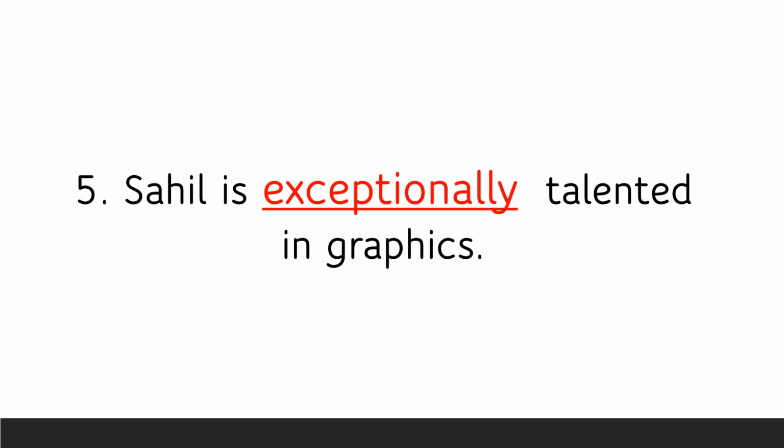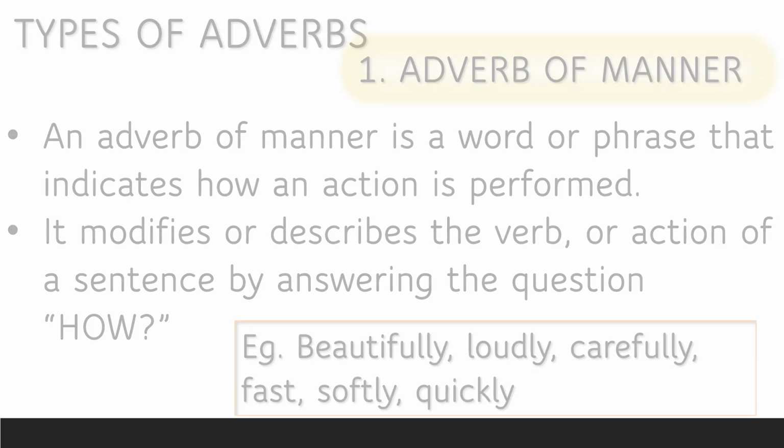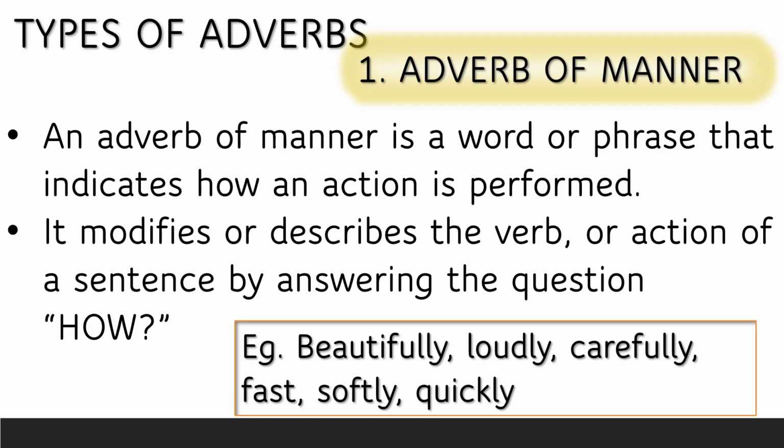Now we are going to learn what the types of adverbs are. The first type of adverb we are going to learn is adverb of manner. This is very easy. First we will see the definition, and afterwards we will see the examples of adverb of manner.